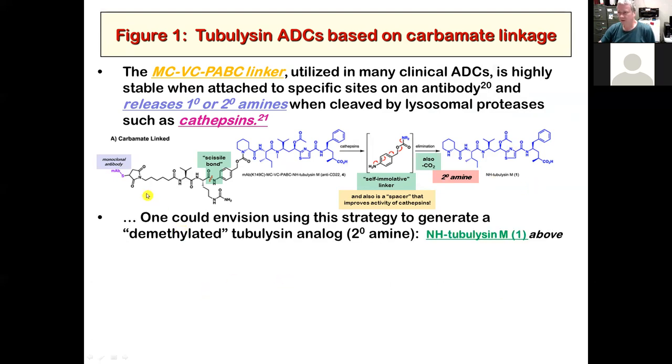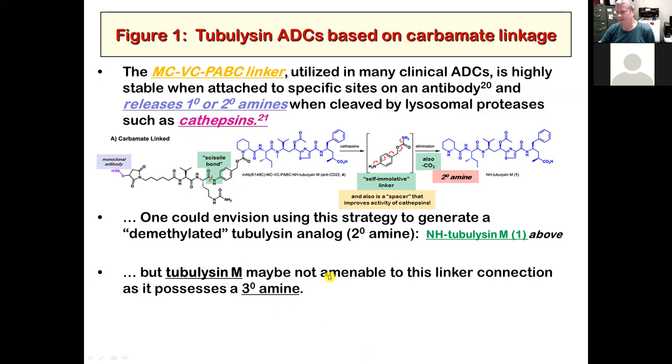So, quote, this is my quote: one could envision using this strategy to generate a demethylated tubulysin analog, basically a secondary amine. Okay, because the real tubulysin is not a secondary amine, it's a tertiary amine. That's going to come back in a second also, right? So this strategy, assuming this works as a warhead, that would be kind of cool. But we'll see there's a problem with this one.